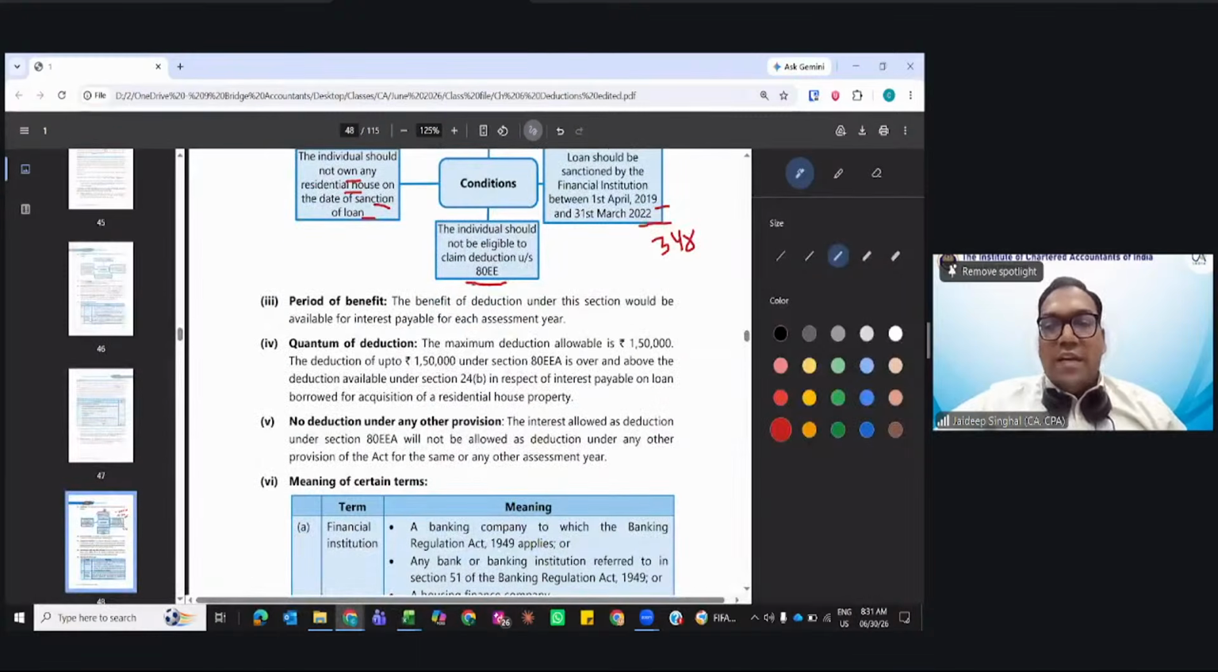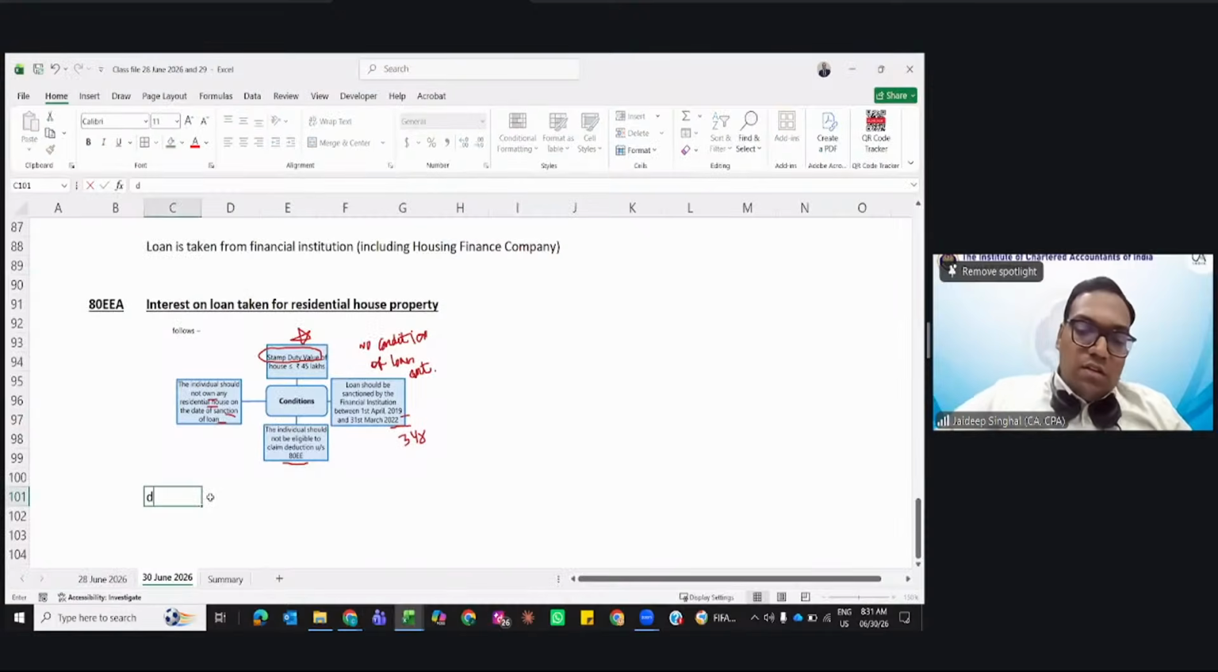Period of benefit. The benefit of deduction under this section would be available for interest payable for each assessment year. Whenever you pay the interest, there is no limit of 8 years. Now the deduction amount is 1,50,000 here, and that is over and above what you get under 24B. So here there is a higher limit, maximum 1,50,000. Clear?